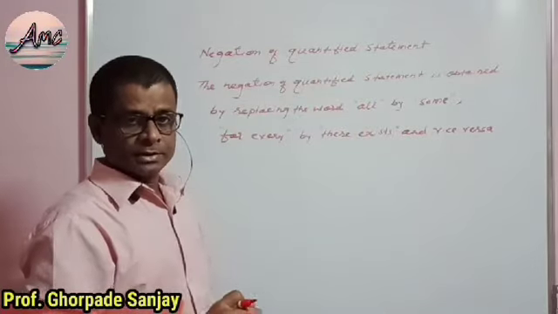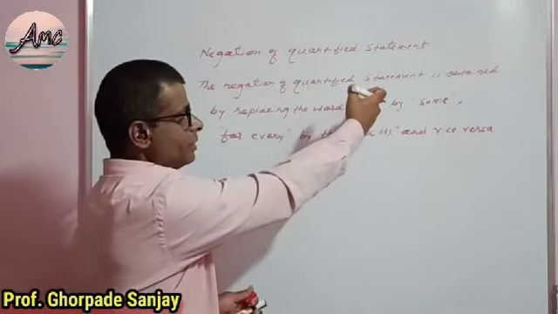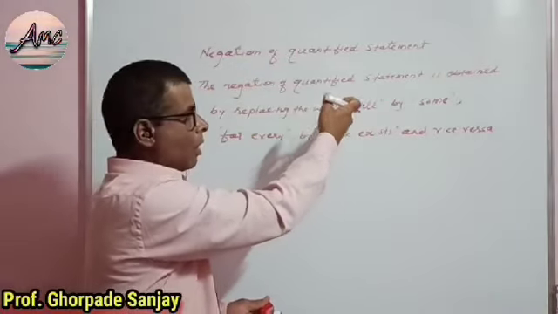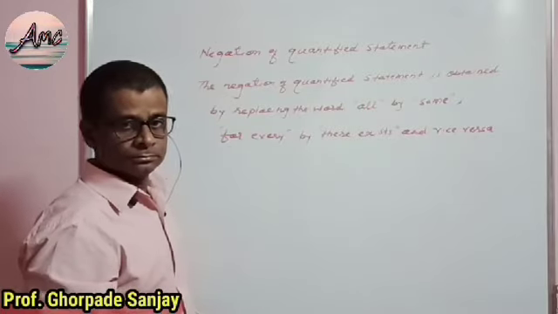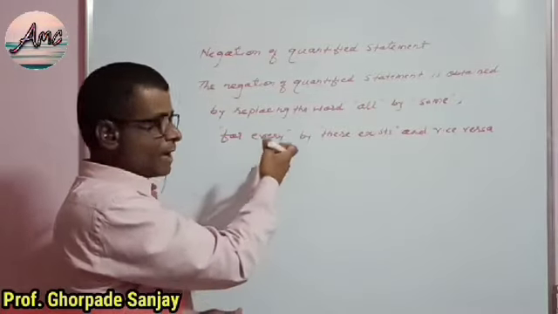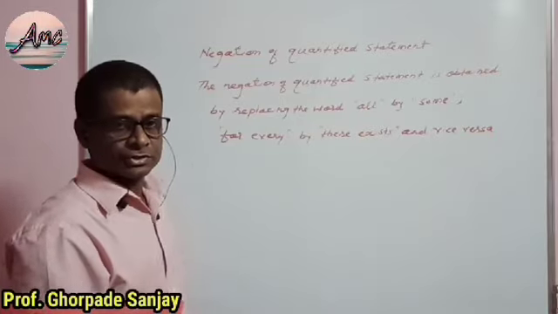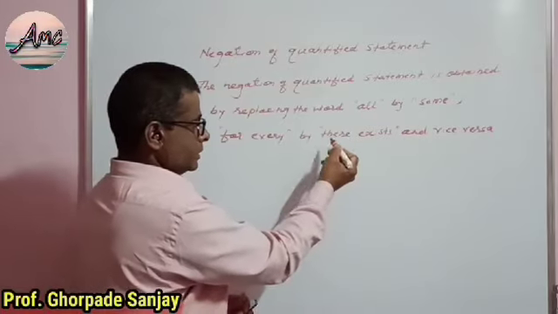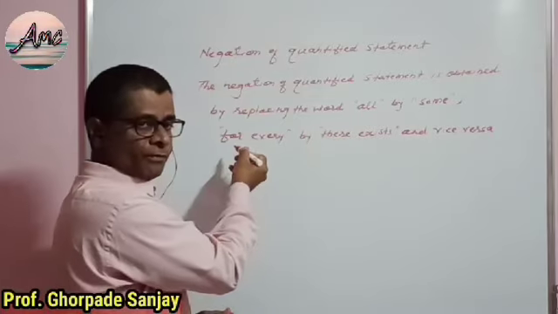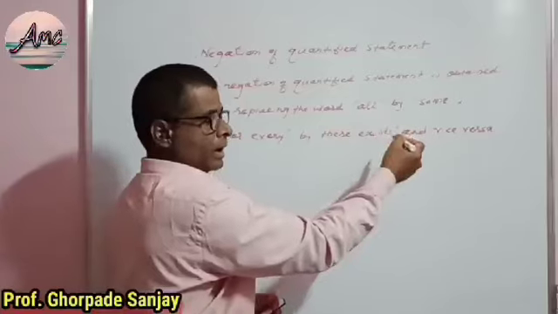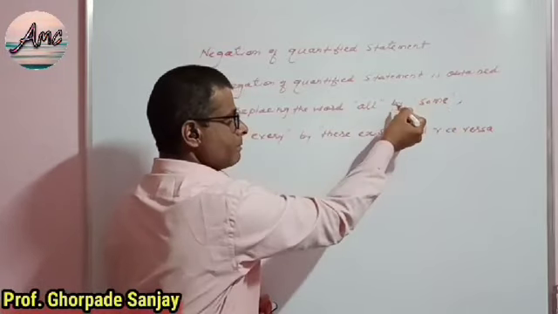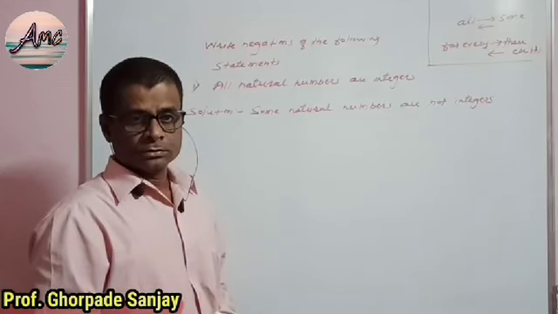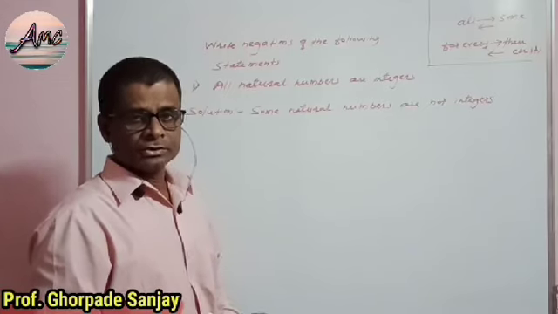What is the rule behind this? The negation of a quantified statement is obtained by replacing the word 'all' by 'some' and 'for every' by 'there exists', and vice versa. Means, replace the word 'there exists' by 'for every' and 'some' by 'all'. Now let us take examples based on the negation of quantified statements.